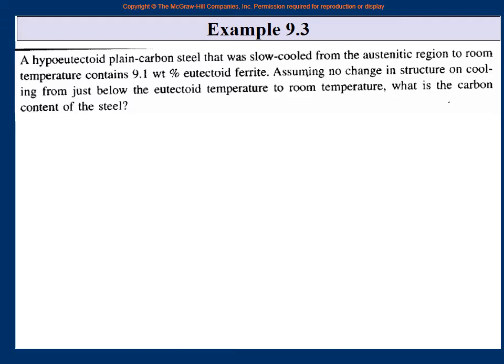They say that you start from the austenite region and keep on cooling until you hit the eutectoid temperature. Then all the reactions will happen. After that, when you cool to room temperature, the structure will remain the same. In this final structure, there is 9.1 weight% eutectoid ferrite. This is the given. And the unknown is the composition: what is the carbon content of the original steel?